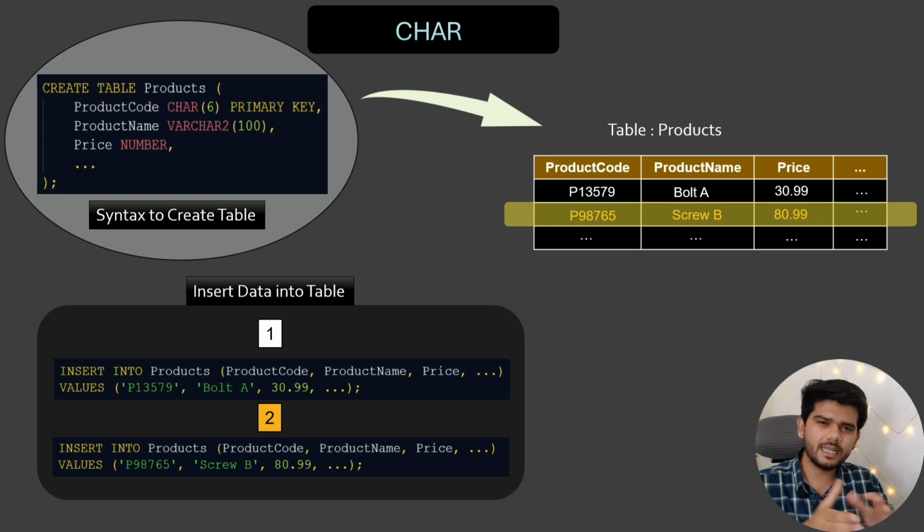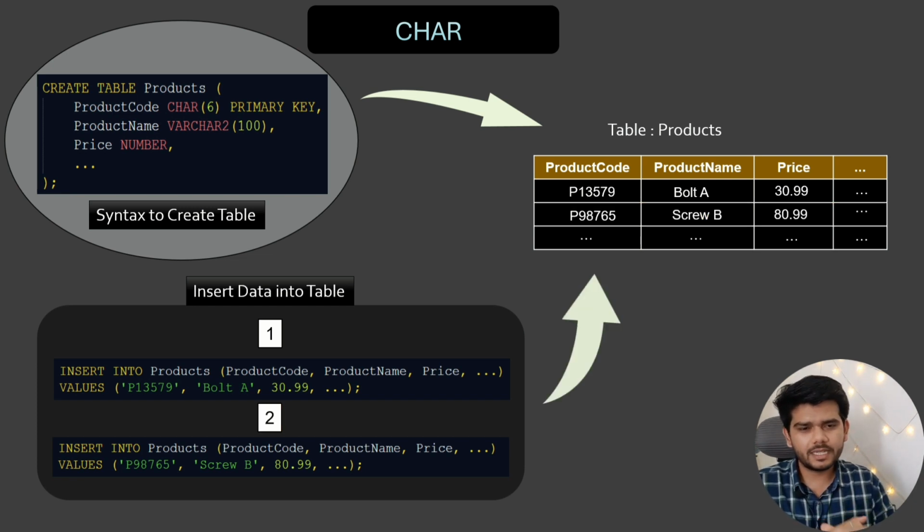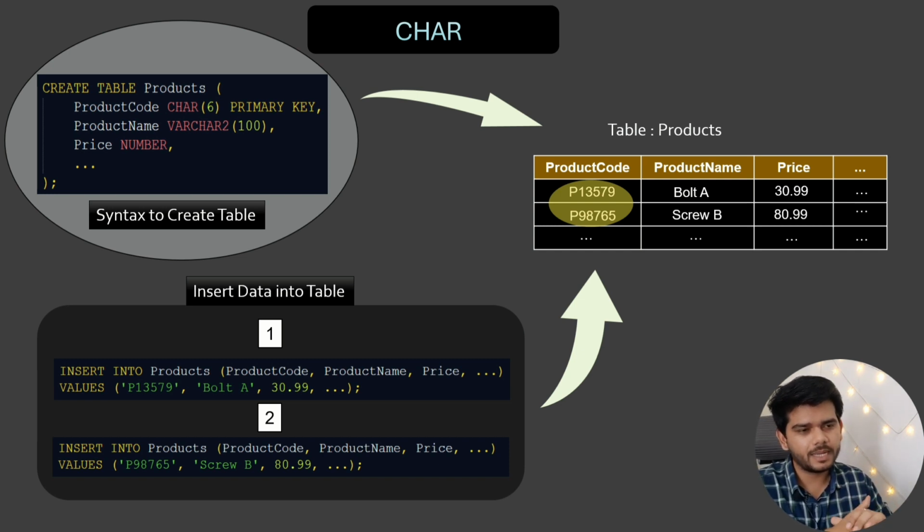Basically here the product code values, P13579 and P98765, are both 6 characters long, as specified by the char(6) data type that we mentioned at the time of table creation, and any trailing spaces are automatically added to make the strings of uniform length. Got it? This ensures consistent storage and retrieval of data.